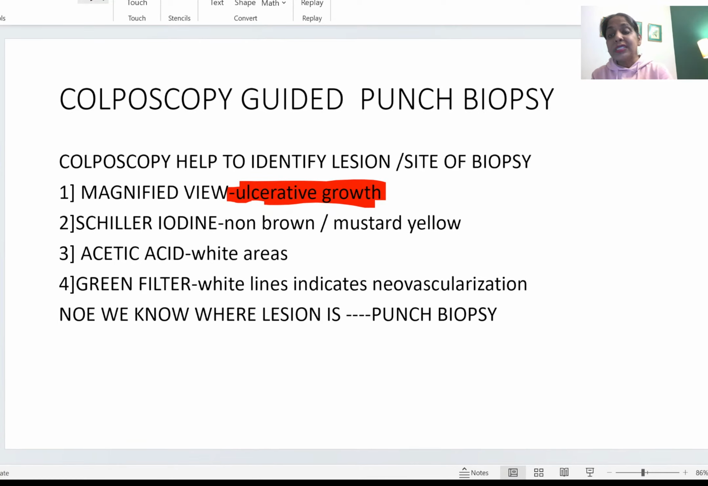There are 4 steps in colposcopy. The first step is to see the cervix under magnification. Next is Schiller iodine. You will apply Schiller iodine on the cervix. What is the color of Schiller iodine?